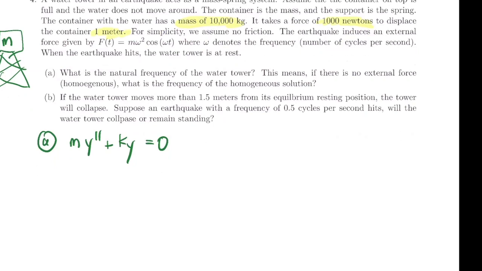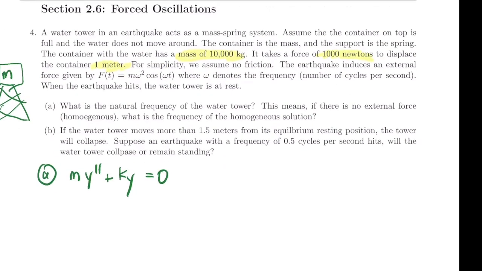So the point I want to make here is that when we take these techniques and apply them to these contexts, things are not always going to be stated in terms of M equals this, K equals that, etc. You kind of need to read the problem and pick up what information you're given. So now we know that we've got a mass, 10,000 kilograms. That's right. And this 1,000 newtons to move it 1 meter means K is 1,000 newtons per meter.